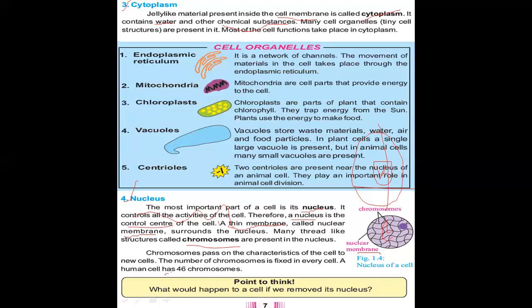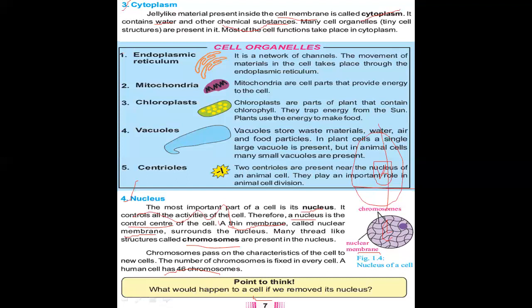So every living organism has a fixed number of chromosomes. For example, 46. We cannot increase or decrease. Naturally or suddenly that can happen, but the organism is not normal in that condition. So what would happen? Let's think about that. What would happen if a cell removes the nucleus? Definitely, because it is the control center, the cell will not function, will not work, and will die.